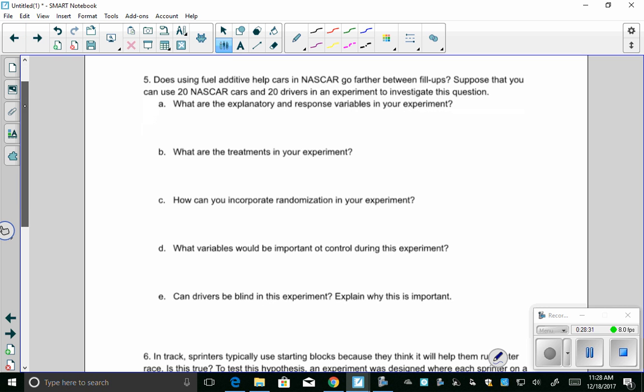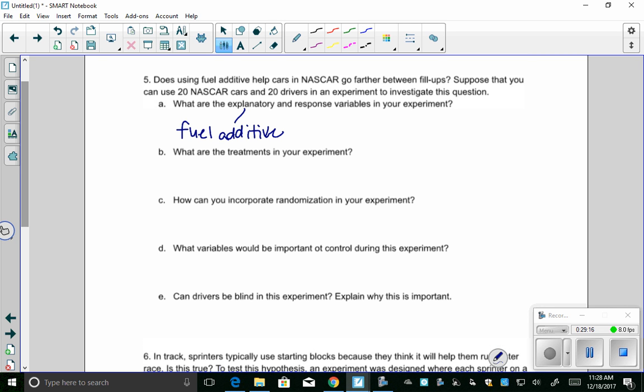Okay. Does using fuel additive help cars, NASCARs, go further between fill-ups? Suppose that you can use 20 NASCARs and 20 drivers in an experiment to investigate this question. What are the explanatory and response variables? The explanatory is what you're changing between its tests. So for this one, the fuel additive. The response variable is your outcome, or what you're looking to see what happens.